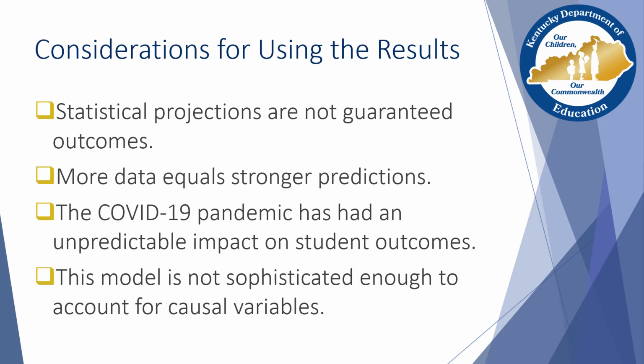It is also important to consider some of the limitations of this model. First, the COVID-19 pandemic and the rapid transition to remote learning experienced in the spring of 2020 has had an unpredictable impact on student outcomes. This model is unable to account for that unknown impact. Additionally, this model is not sophisticated enough to account for other causal variables, such as the effectiveness of an individual teacher or mid-year changes to instructional practices or policies. These results should not be used to adopt or abandon strategies, programs, curriculum, or policy.